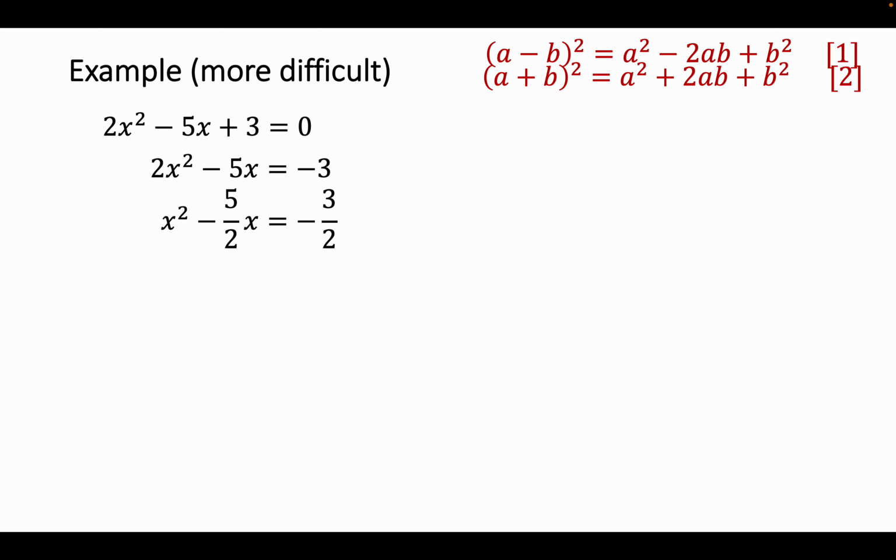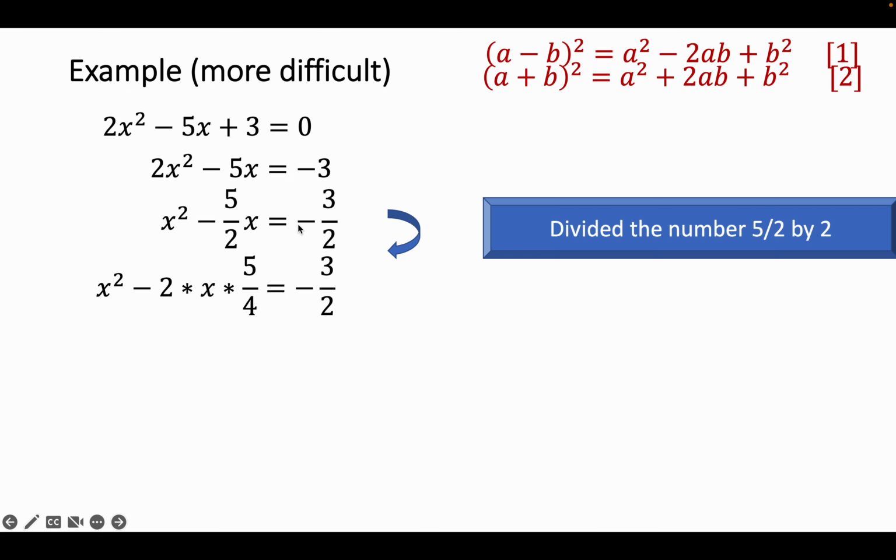For a more difficult problem, we can do 2x squared minus 5x plus 3 equals 0. The only difference is that there is a 2 in front of x squared. Like usual, we would subtract 3 to the other side, which gives us 2x squared minus 5x equals negative 3. We will be using the top right equation again in this formula. First, we divide by 2, which gives us x squared minus 5 halves x equals negative 3 halves.